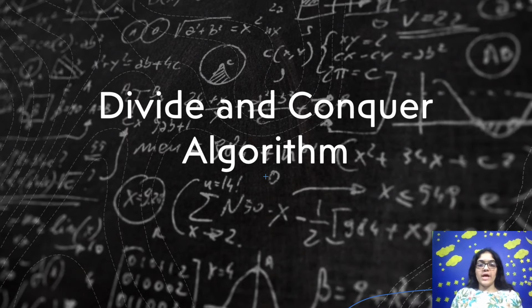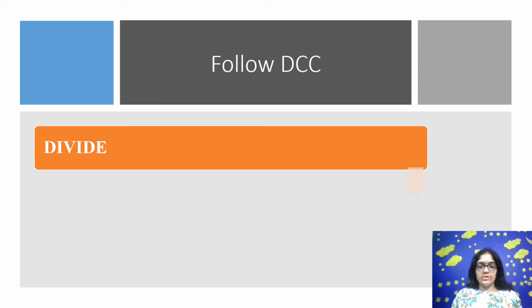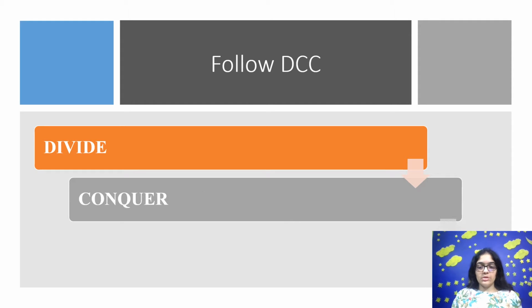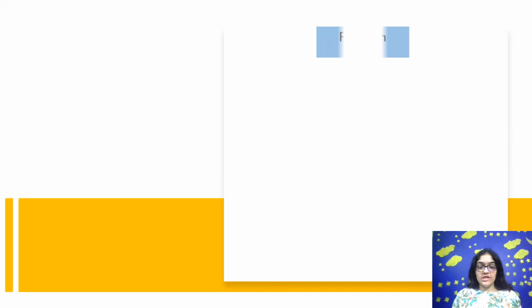Today I'm going to talk about the divide and conquer algorithm. As the name suggests, the divide and conquer algorithm follows three steps. First divide, followed by conquer, and then combine. Let's have a look at each of these steps, for which let us consider a problem of size n.